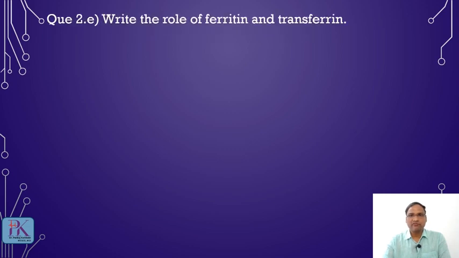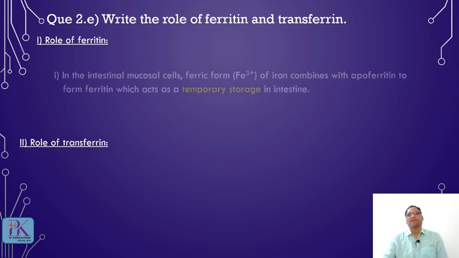Next question: write the role of ferritin and transferrin. Now, these are involved in iron metabolism. Ferritin and transferrin are involved in metabolism of iron. So we divide it into the role of ferritin and the role of transferrin. So what is the role of ferritin?